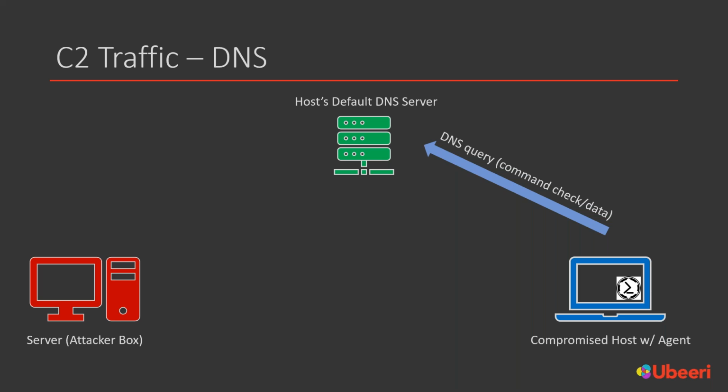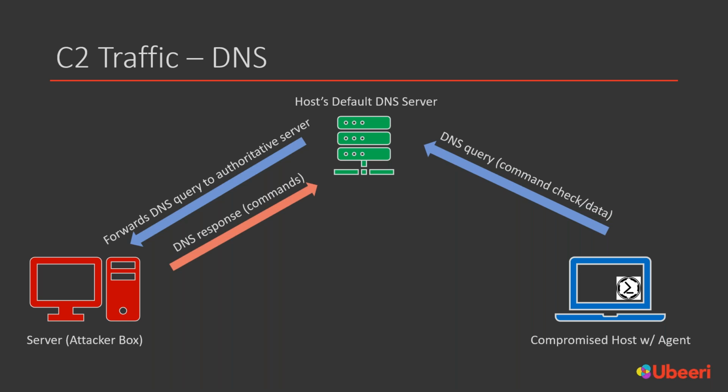So that means when this default DNS server doesn't have the value, it will forward that request to the attacker box, which lets the attacker box reply with a DNS response. That could be an IP address, or if it was a text record, a small string of text, which then gets forwarded back to the requesting computer, which is our compromised host here.